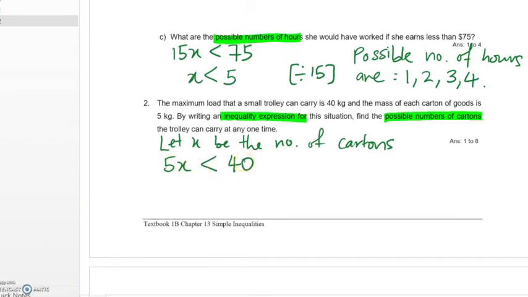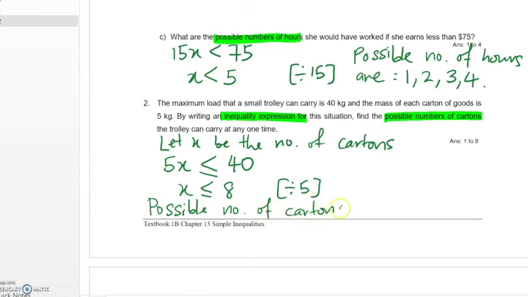Do I include the dash now? Well, if the maximum load is 40 kilograms, then I can put 40 kilograms on the small trolley. So I definitely want to have that dash at the bottom. So 5x is less than or equal to 40. Solving for x, I get x is less than or equal to 8 by dividing both sides by 5. And again, remember to answer the question. So therefore, the possible number of cartons will be 1, 2, 3, 4, 5, 6, 7, and 8. Okay.